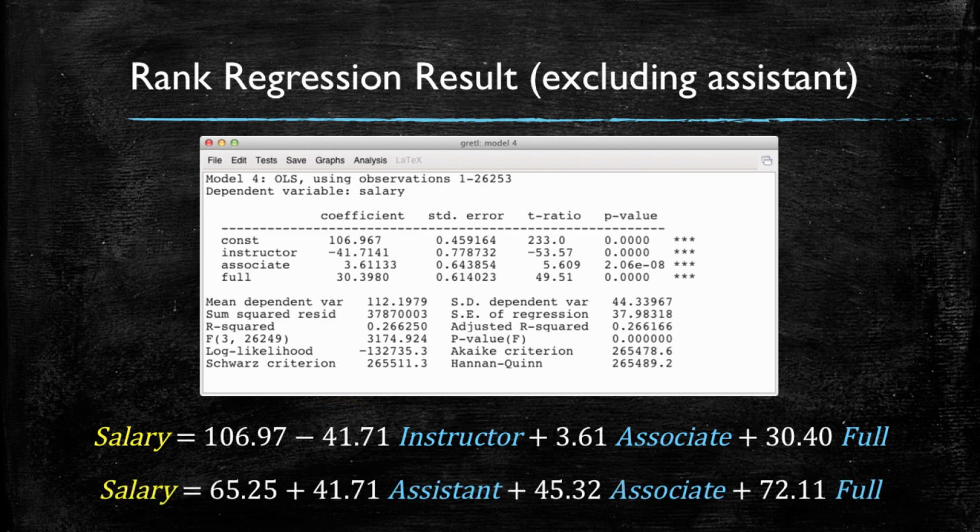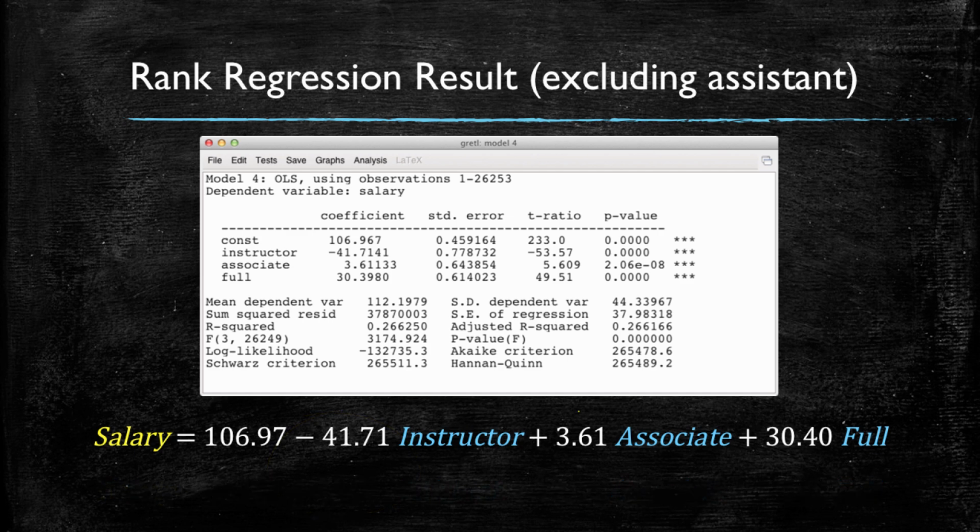And let's very quickly compare this to our prior model, where our baseline was instructor, and note that the difference between an instructor and an assistant was a plus 41.71. So we're really representing the exact same phenomena, only that our baseline for comparison in the earlier model was an instructor. Now we're using an assistant as our baseline model. And the coefficient for associate is 3.61.